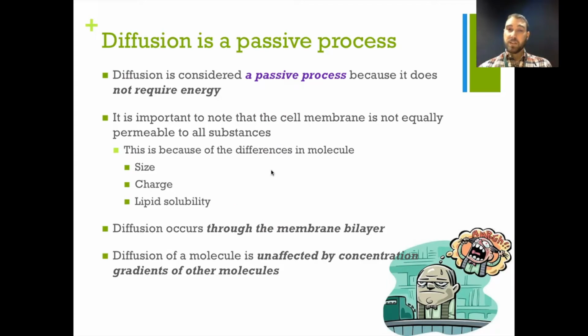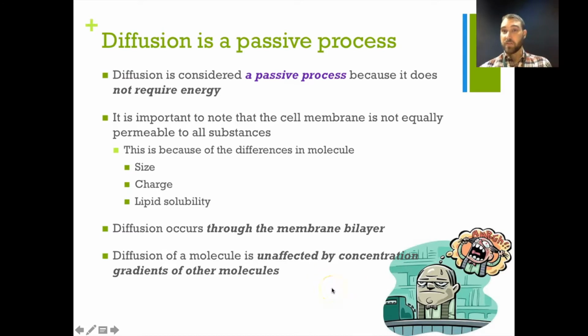It's important to note that with these transport processes, it depends on what substances you're moving as to how well they'll move with the process. So small molecules will move a lot easier than large molecules. Molecules that are charged will have a lot more difficulty than molecules that aren't charged. And if something is a lipid, it will make its way through the membrane really easily because the membrane itself is mostly lipid. So diffusion occurs in a cell through the bilayer, and it's not affected by the concentration of other substances other than the substance that you're looking at.